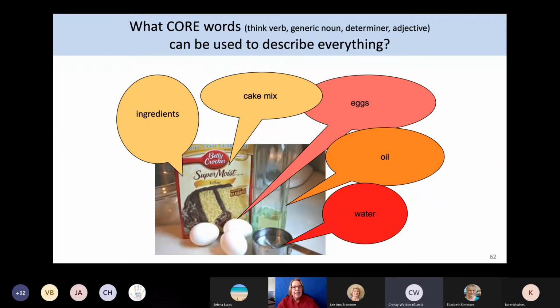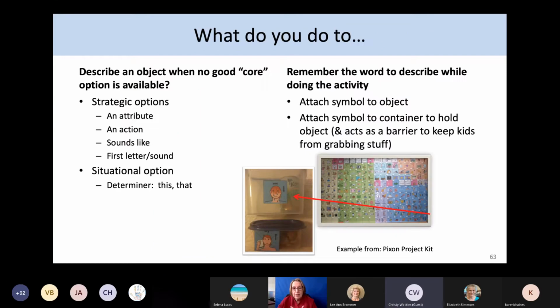So for this lesson, I'm giving them experience. I'm talking about the characteristics of each of these things, what it feels like, what it might look like, what we do with it. Maybe oil is what we pour, or water is what we pour. All right, so we have those words to describe it.